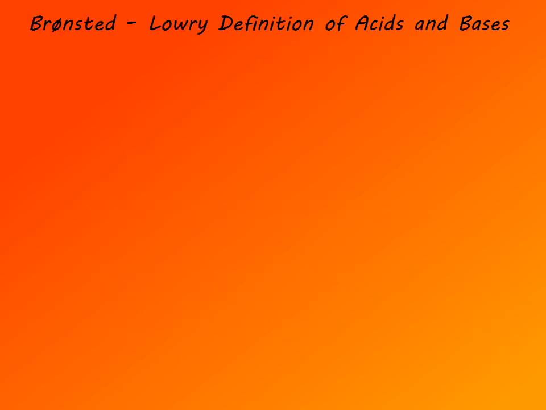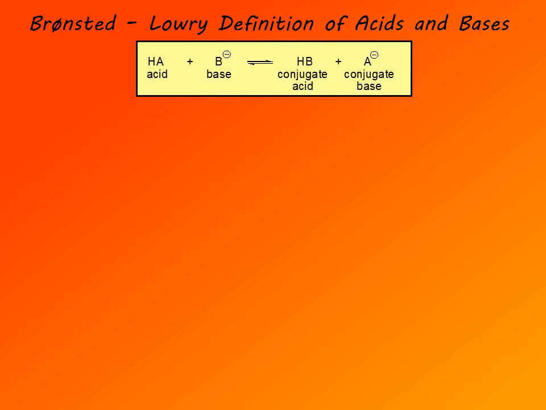Two definitions of acids and bases that are commonly used in organic chemistry are the Bronsted-Lowry definition and the Lewis definition. Of the two, Bronsted-Lowry is more commonly used, although the Lewis concept also has very important uses. According to Bronsted and Lowry, an acid is a proton donor and a base is a proton acceptor. An acid-base reaction is a proton transfer reaction.